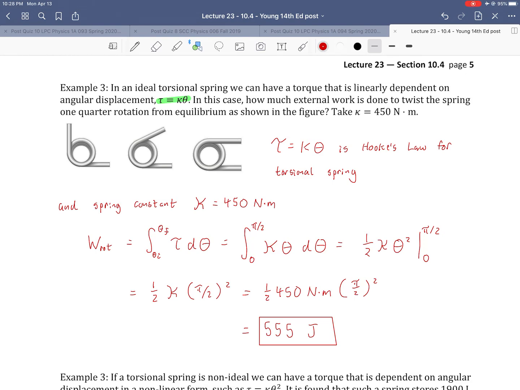Load it up. All right, that concludes our second example to get some more practice with work and power of rotational systems.